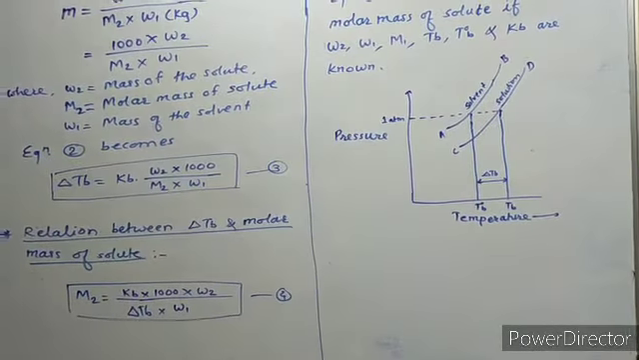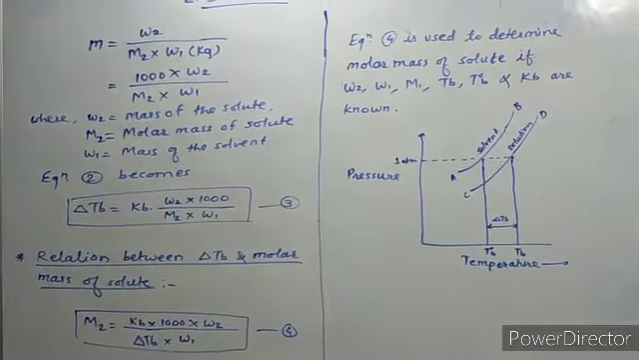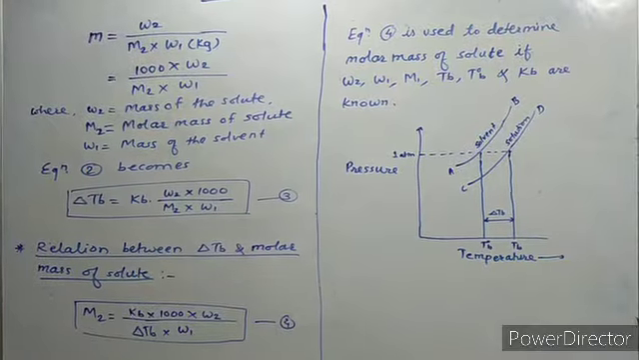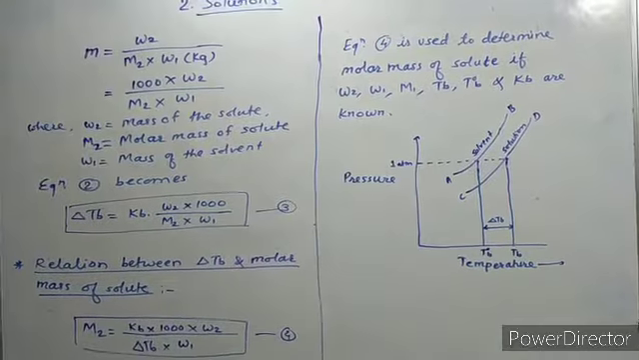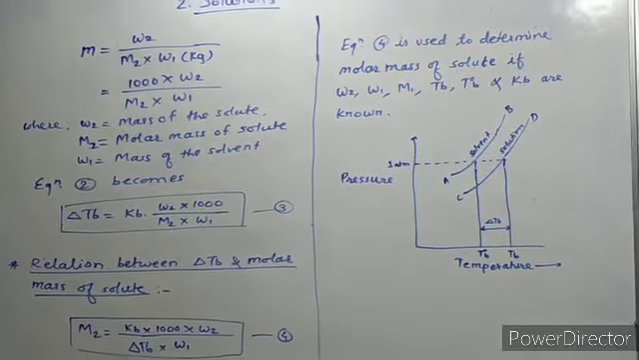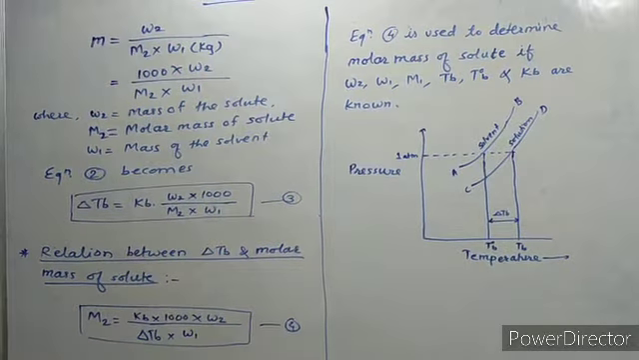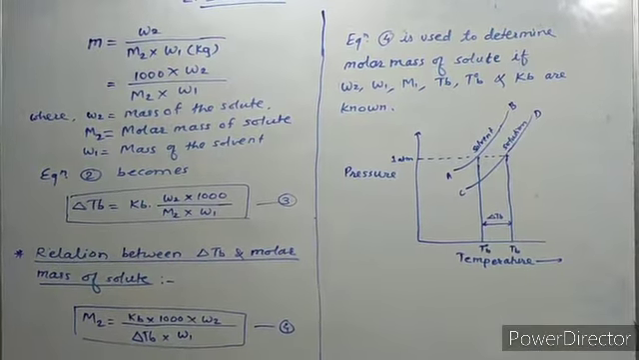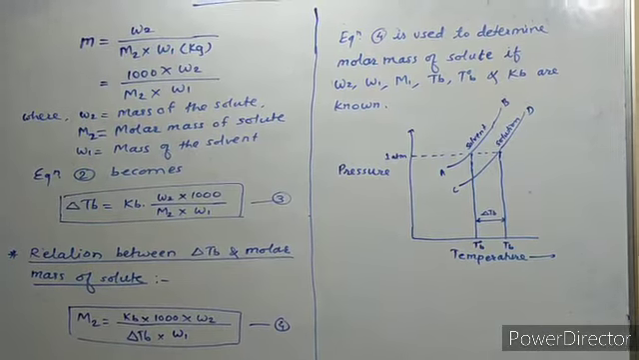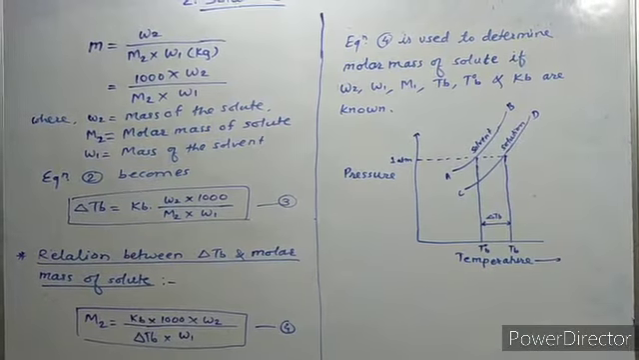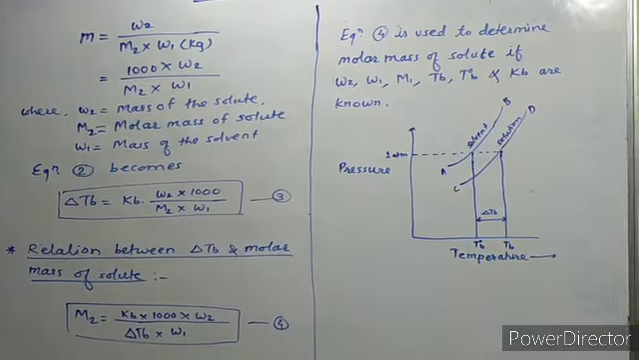By plotting the graph of pressure against temperature, we will see that the pressure-temperature curve AB lies above the curve CD. So it shows that the boiling point of the solution is greater than the boiling point of the pure solvent due to the presence of the solute. That solute is non-volatile. So that is called boiling point elevation.